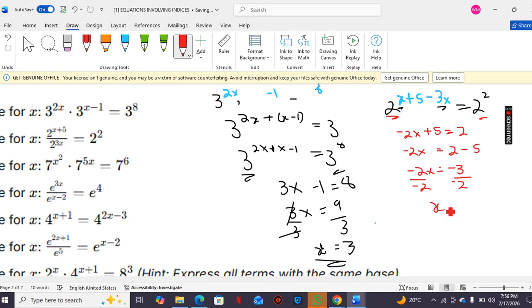Okay, then you're going to say x equals, remember negative and negative make positive, so this negative 3 over negative 2, you can just write it as 3 over 2. Okay, and then you make it a mixed number, 1.5. Any questions, queries? Okay, we can go to the third one.